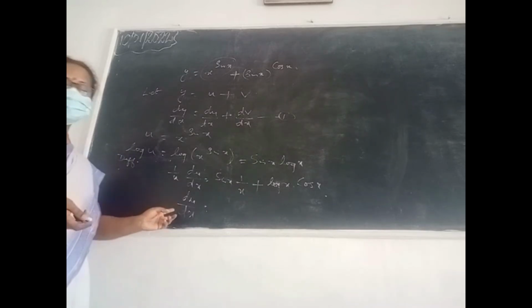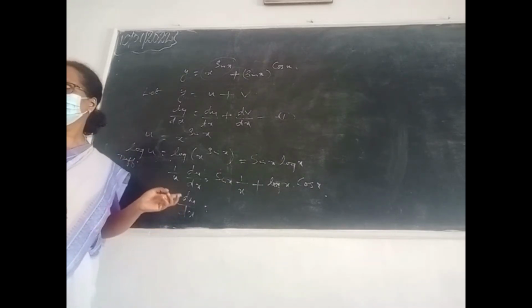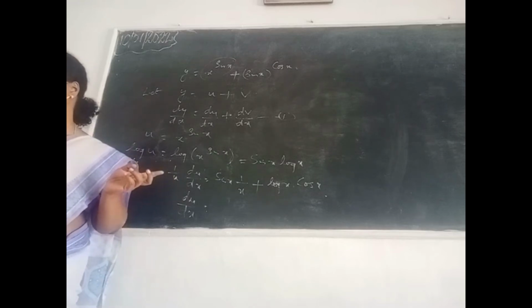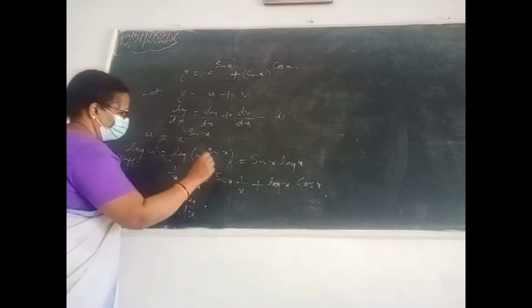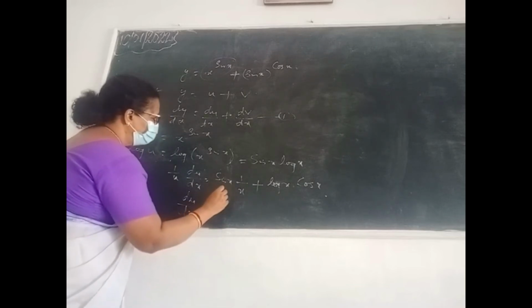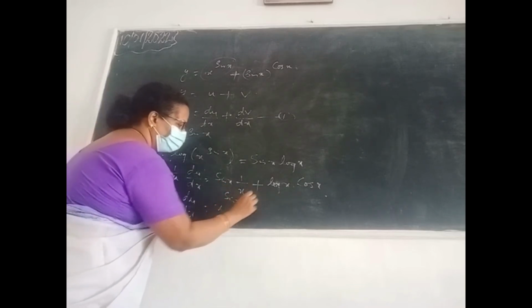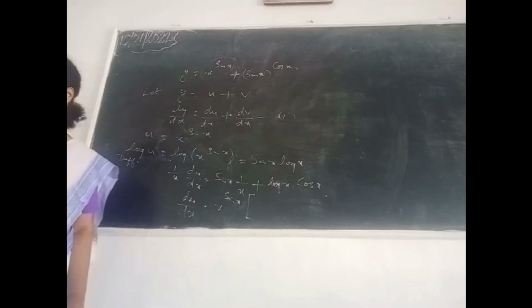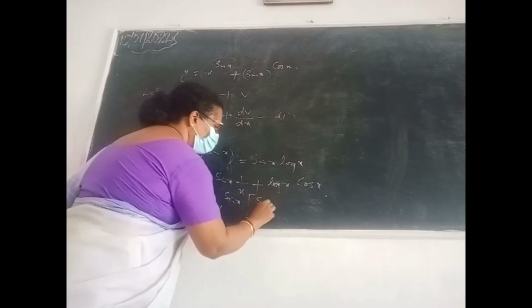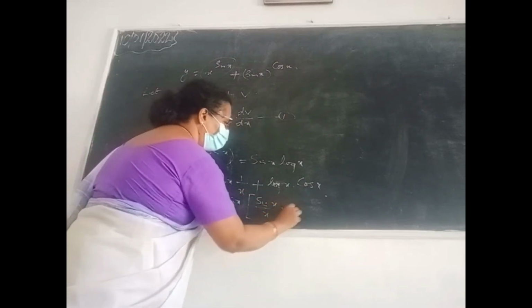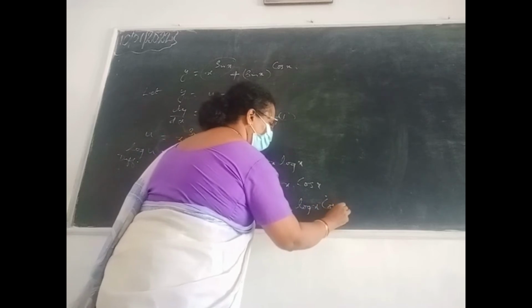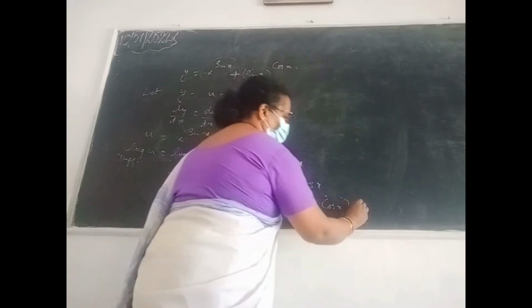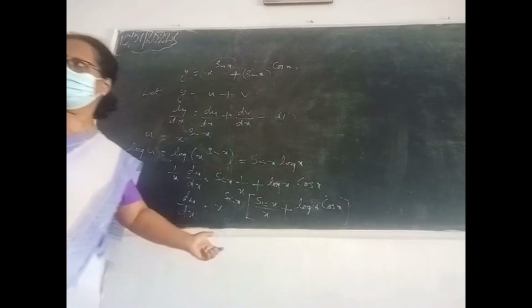Okay, then what do we have to do? Next step, substitute for u. So the final answer du by dx is what? X raised to sin x into sin x by x plus log x cos x. Okay, so we got du by dx.